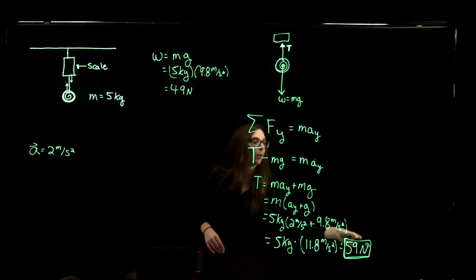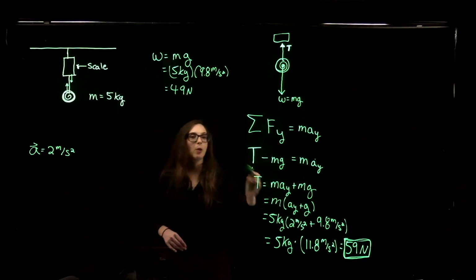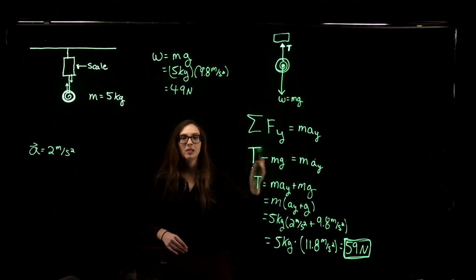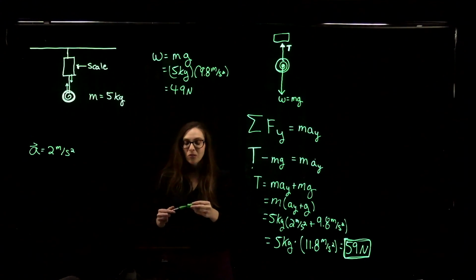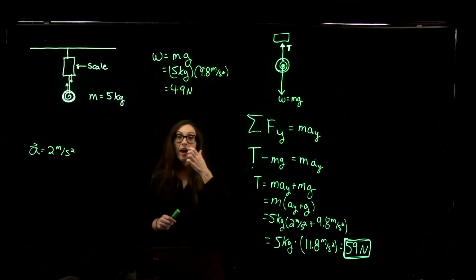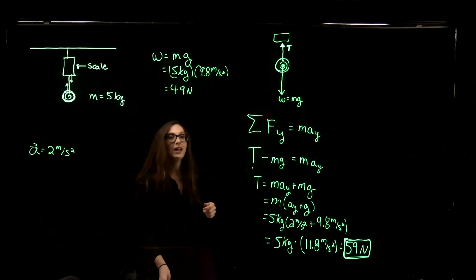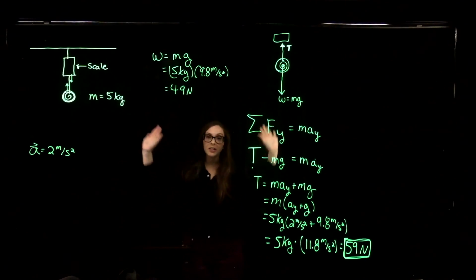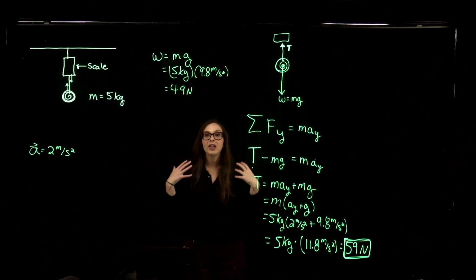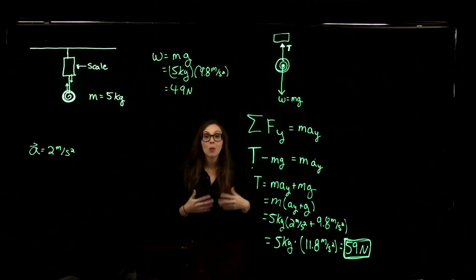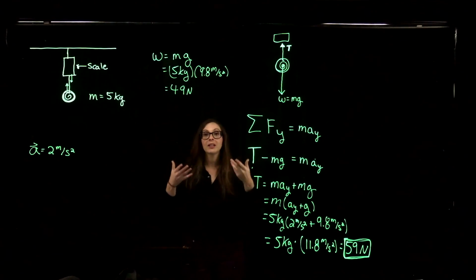Okay, so we see that the scale is going to read that this meteorite actually weighs more when we're accelerating upward, okay? And that all comes from here, Newton's second law, the sum of the forces equals mass times acceleration. A similar thing happens when you are in an elevator, okay? When you're in an elevator and the elevator accelerates upward, you, for a brief moment, feel like you've got a pressure pushing down on you. What that is, is you, for a brief moment, feeling like you weigh more because you're being accelerated upward.